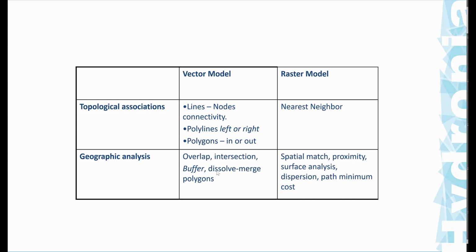In geographical analysis, with these geometric units, you can also detect overlap, intersection. You can create buffer areas or buffer zones around each of these elements, and you can merge also or dissolve polygons. In the raster model, you can make different geographical analyses, but mostly they are related to paths, that, for instance, if you have a terrain, you can detect the drainage network and things like that.